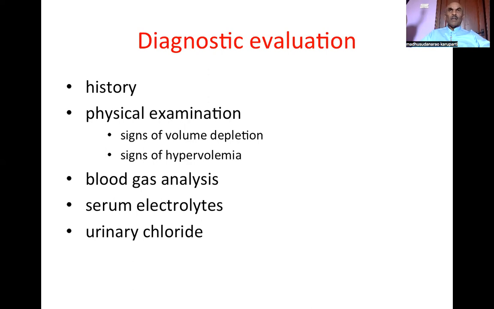And look for the serum electrolytes, with regard to serum sodium and potassium to know the presence of hypokalemia, and serum calcium and phosphorus to look for hypocalcemia, and urinary chloride. There are situations wherein urinary sodium will be low in case of hypovolemia, and sometimes in conditions like chloride resistant metabolic alkalosis, there will be increased excretion of sodium in the urine.